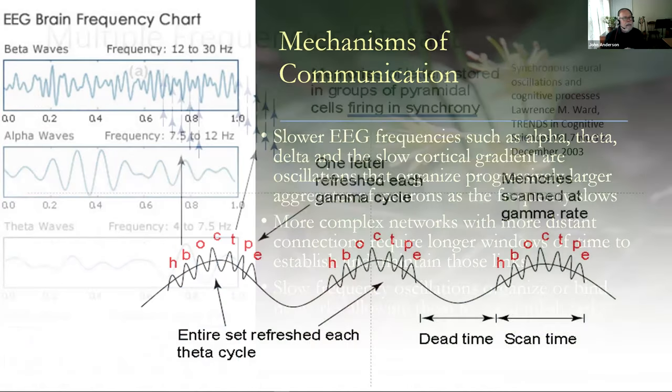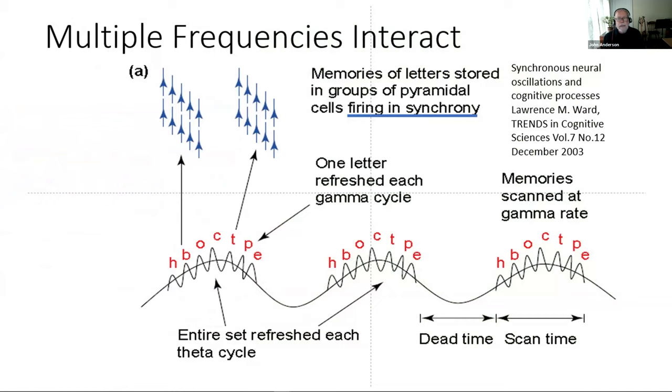So here's an example of a study that was done looking at the ability to retain a sequence of letters. And so the sequence of letters is here, H, B, O, C, T, P, E. And each of those letters was associated with one wave of the gamma frequency cycle. That's a faster EEG frequency cycle. The entire sequence was coordinated by one of the theta cycles. So the entire string of letters was coordinated by the theta cycle, and superimposed on that was the gamma rhythm that was associated with remembering each one of those letters.